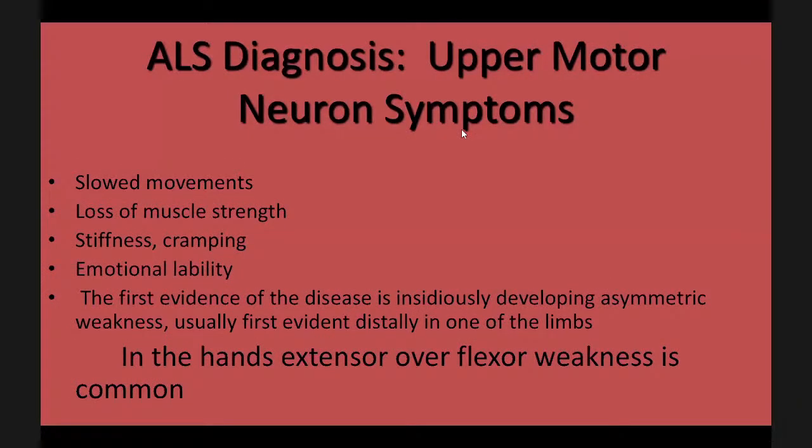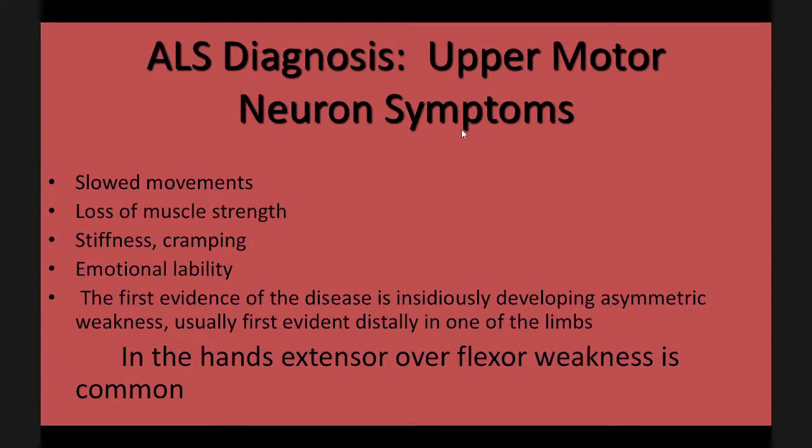The upper motor neuron symptoms are slowed movement, so we have paucity of movement. There is loss of muscle strength, as in the case of corticospinal tract lesion, and stiffening and cramping. Stiffness is the hallmark of upper motor neuron signs. There is emotional lability as well, as a part of pseudobulbar palsy. So the patient may start crying suddenly. So high emotional symptoms may be seen.